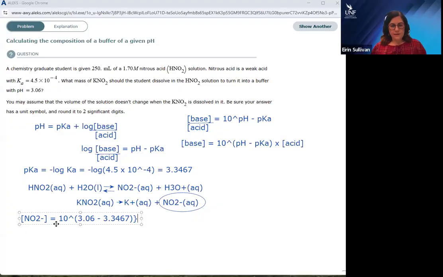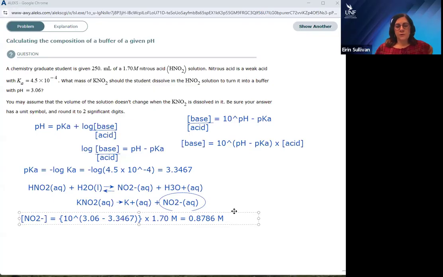I guess I can do those kind of brackets. Those ones are fancy. All of that is going to be multiplied by the concentration of my weak acid, which is our 1.70 molar of nitrous acid. So that is going to give me my concentration of the nitrite anion, and that comes out to be 0.8786 molarity, but we haven't quite answered the question fully. So that is my concentration of nitrite that is required.